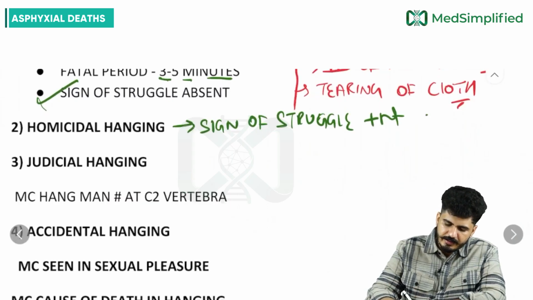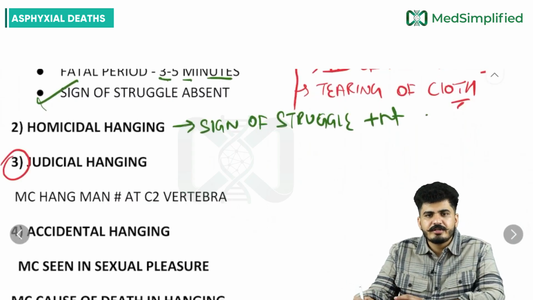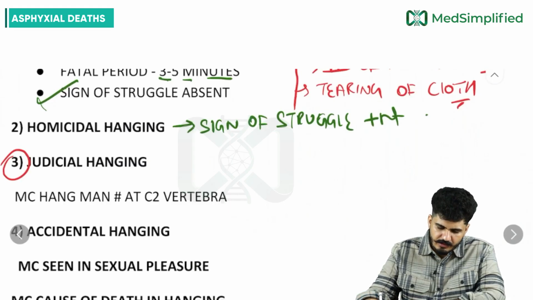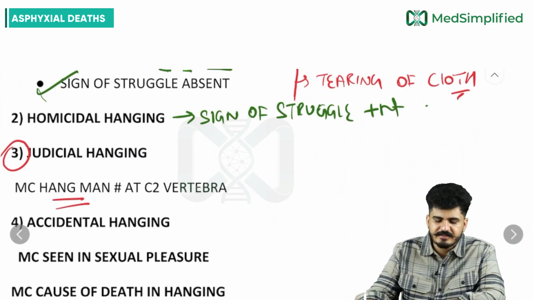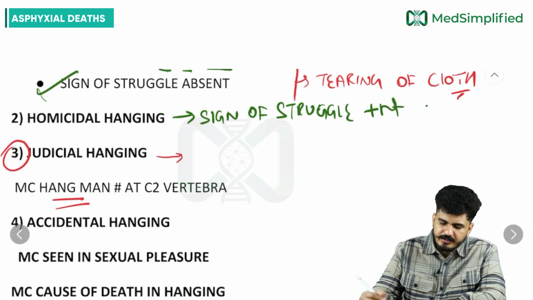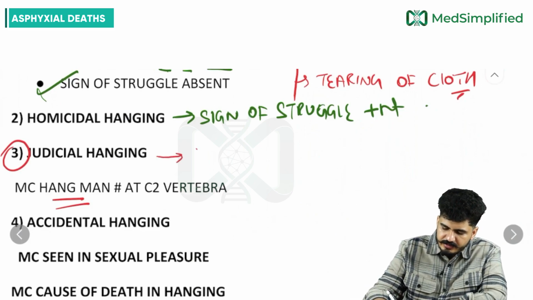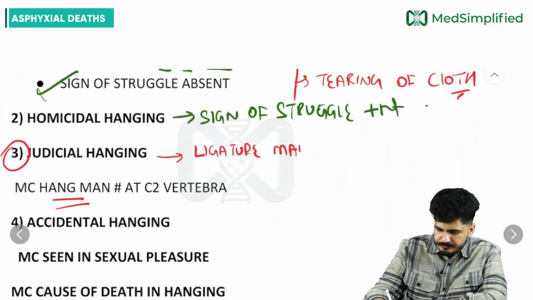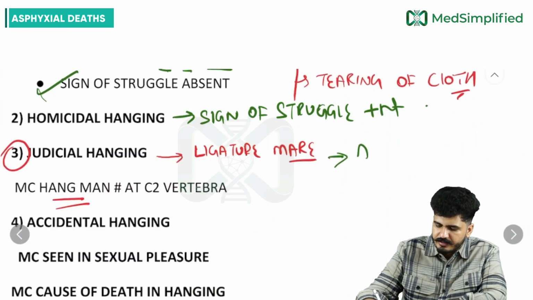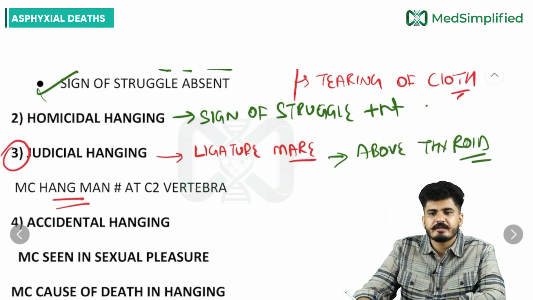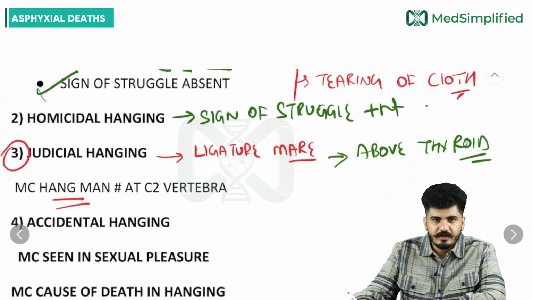Now coming to the third part, judicial hanging. Judicial hanging is practiced in India, and the most common fracture would be of the C2 vertebra, also called the hangman's fracture. Now, if we talk about the ligature mark in this hanging, is it above the thyroid or below the thyroid? Remember, it is mostly above. You will see this ligature mark above the thyroid.